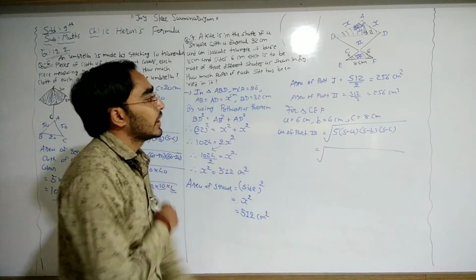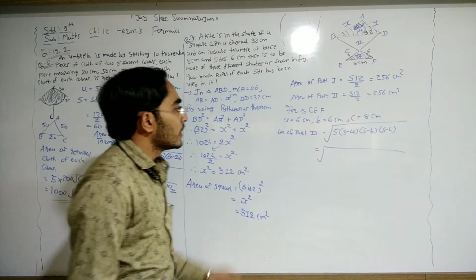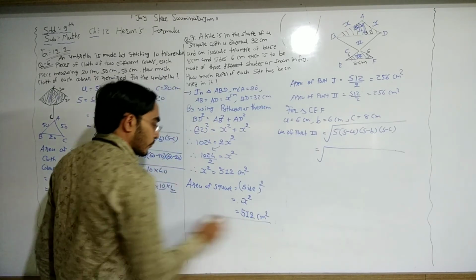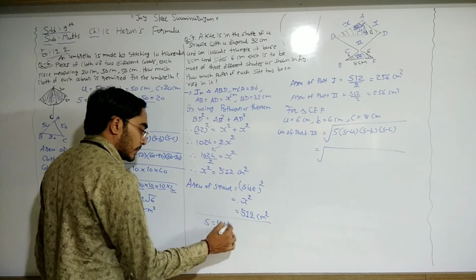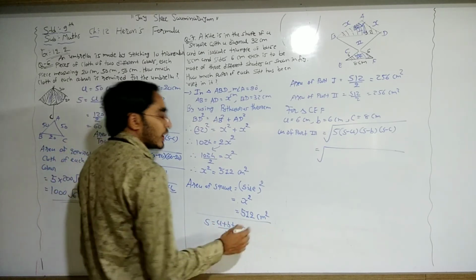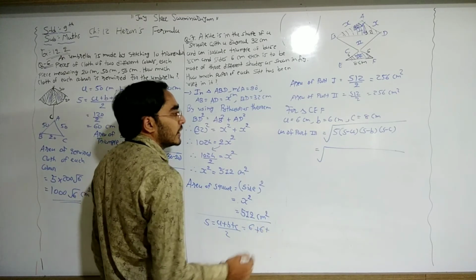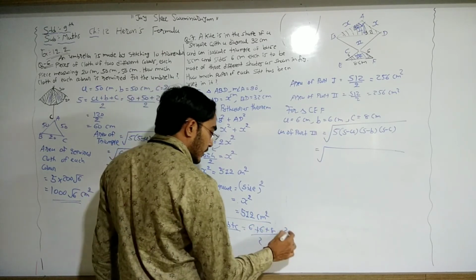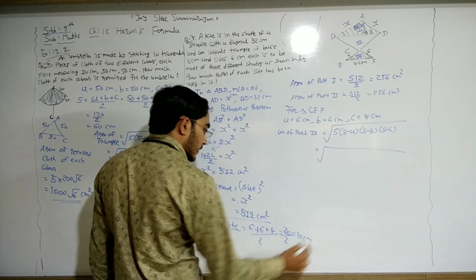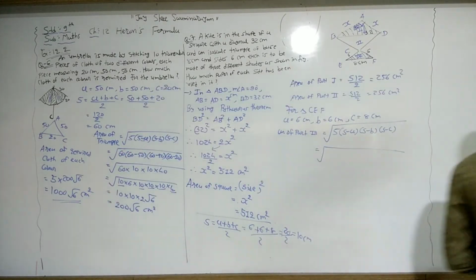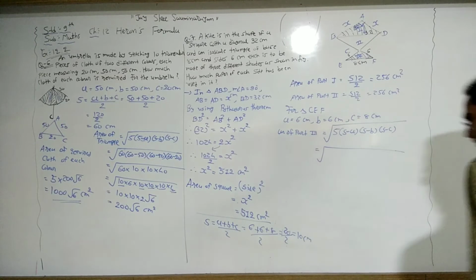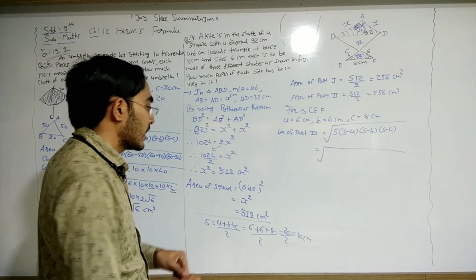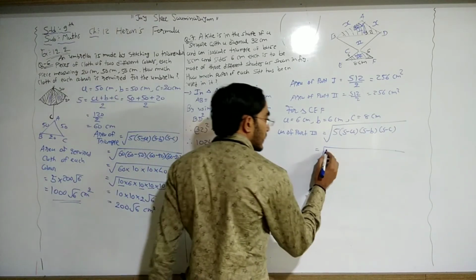Now S is the semi-perimeter. First of all, we need to find the semi-perimeter S. S is equal to A plus B plus C divided by 2. Now A is 6, B is 6, and C is 8, divided by 2. 6 plus 6 is 12, plus 8 is 20, by 2 is 10 centimeter. So semi-perimeter S is 10 centimeter.